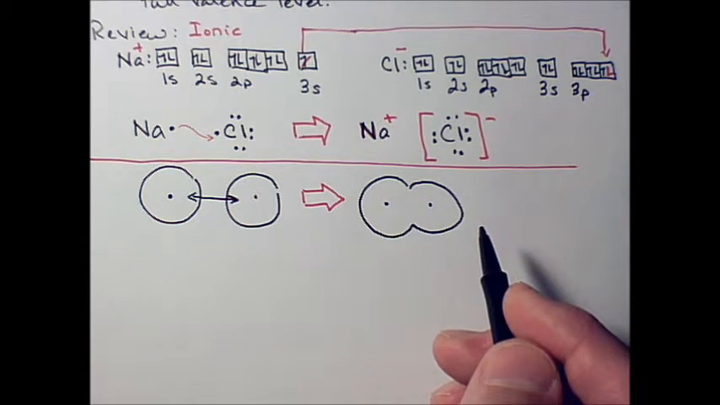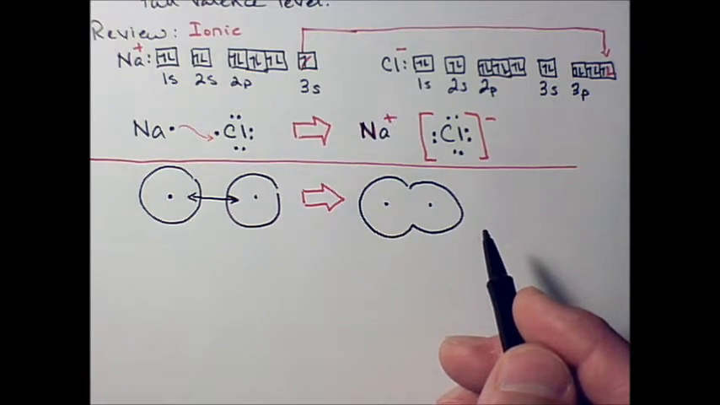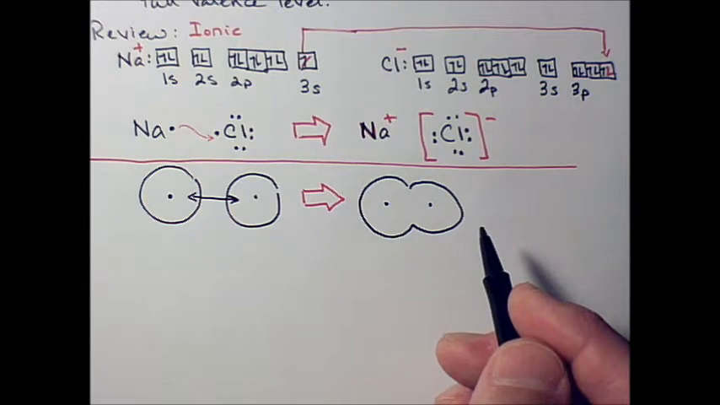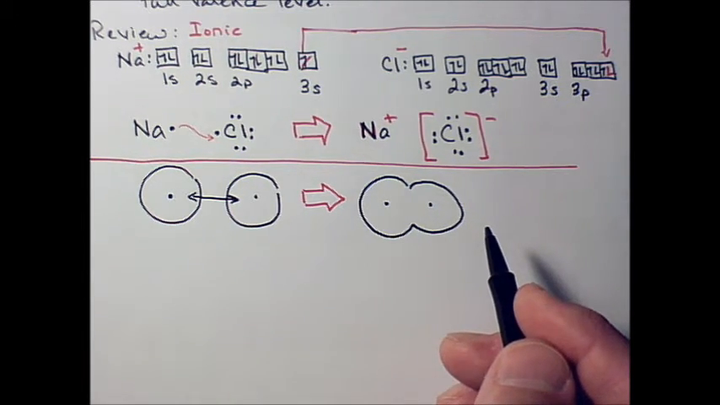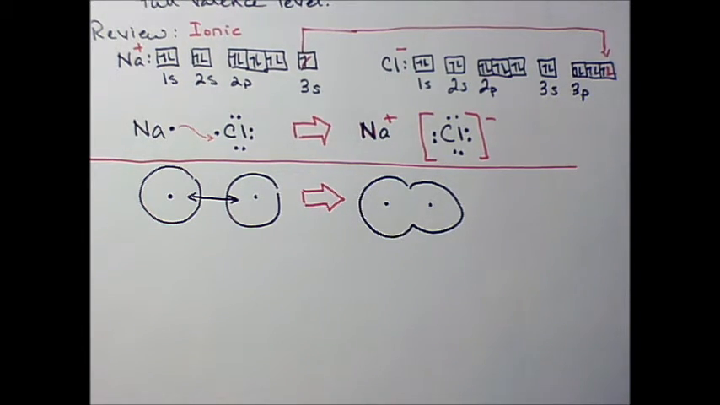Now, we could use orbital notation to show how this sharing takes place, but it gets really complex. And we want to try to keep it as simple as we can. So Lewis dots make this sharing process easier to demonstrate, easier to keep up with things.